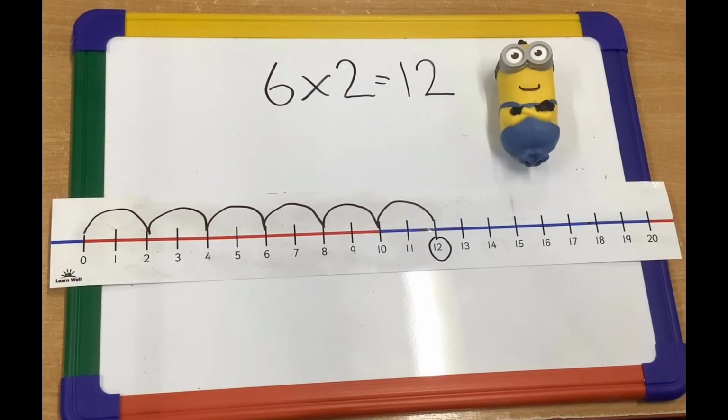So he's had another go now. He's actually wobbling with excitement because he's got it right. So if you look, he's now jumped in equal jumps of 2: 2, 4, 6, 8, 10, 12, and now he's got the correct answer.